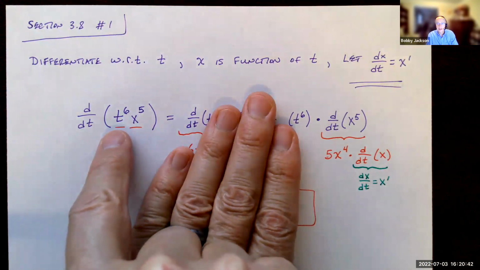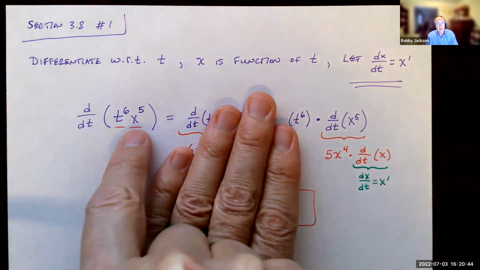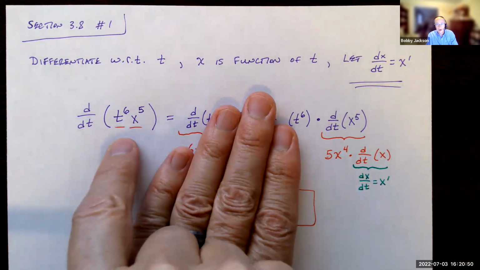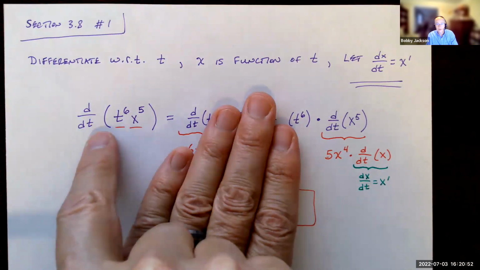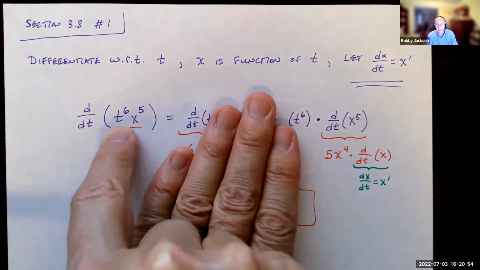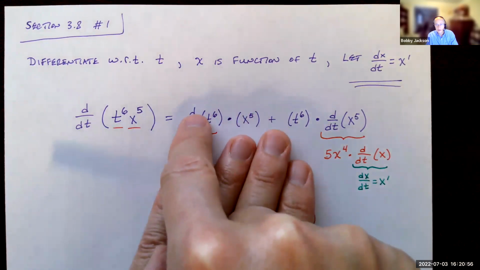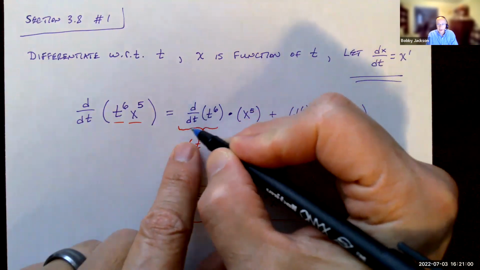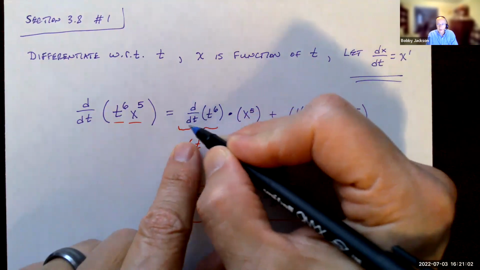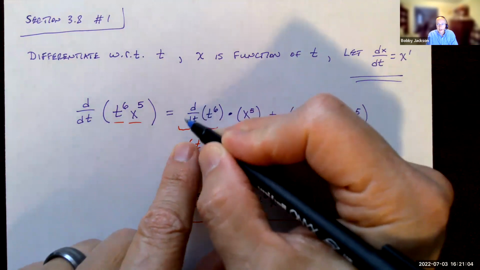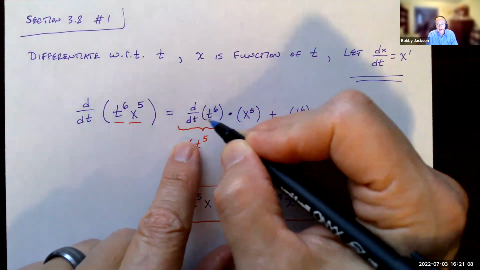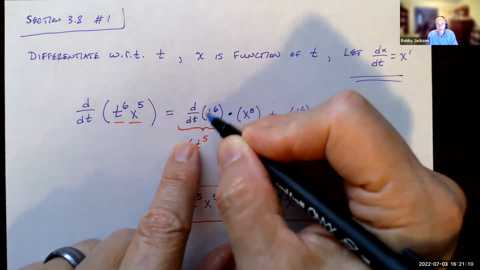Notice that it is t to the 6th times x to the 5th. If you have a product of two functions of t, which we do, you have to use what? The product rule, right? This is the product rule of finding the derivative. So I take the derivative of the first function, t to the 6th. Notice the notation here. This is d over dt. When you're taking the derivative of something, the d over dt indicates, take the derivative with respect to t, and then in parentheses or afterwards, you should have the function you're differentiating.